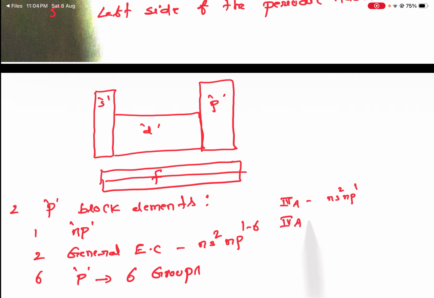Next, fourth A group elements are called the carbon family. Its general electronic configuration is ns2 np2. Next, fifth A group elements are known as the nitrogen family. Its general electronic configuration is ns2 np3. Sixth A group elements are known as the oxygen family or chalcogens. Its general electronic configuration is ns2 np4.